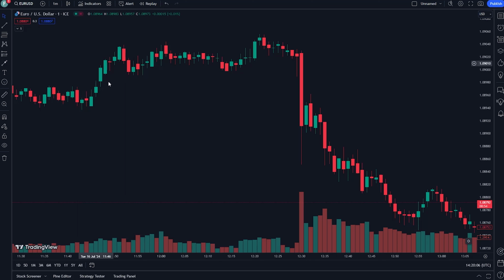Heikin Ashi is an indicator that fully replaces a traditional candlestick chart with Heikin Ashi.